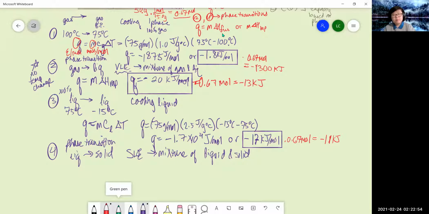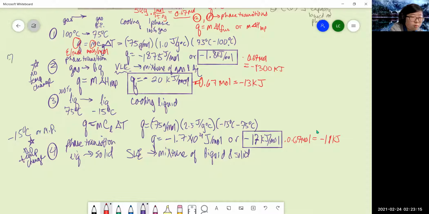Okay, so we recalculated here, it's like negative 17 kilojoules per mole, or around negative 11 kilojoules, and then you just need to do another phase transition, and there's no temperature change again here. This is at negative 15 degrees Celsius, or the melting point. A whole process in this one would be at 75 degrees Celsius, or the boiling point. Okay, and then right here you're doing a liquid to solid transition, or the solid-liquid equilibrium.